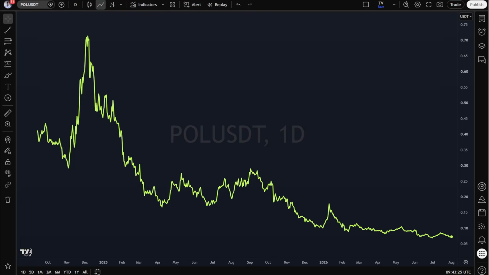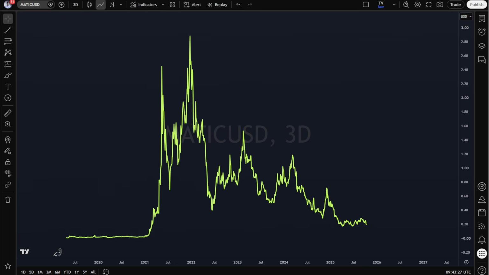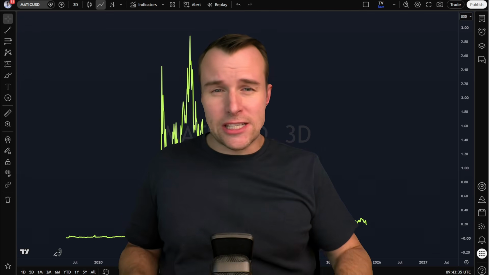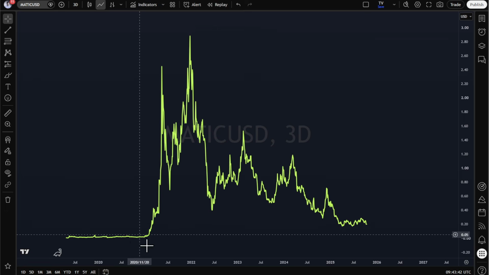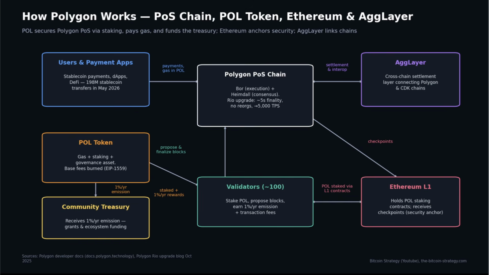Now, before the POL token, there was the Matic token. Matic was the predecessor to POL, and it then got migrated to the POL token. It also experienced a pump and subsequent dump. The system is quite complex. It's not just a single blockchain, it's several blockchains that get connected. Maybe in all of this complexity, there is still an opportunity that most people are overlooking. Let's dive deep into the data and see what's really going on.